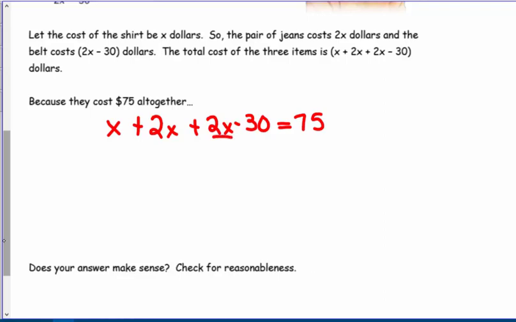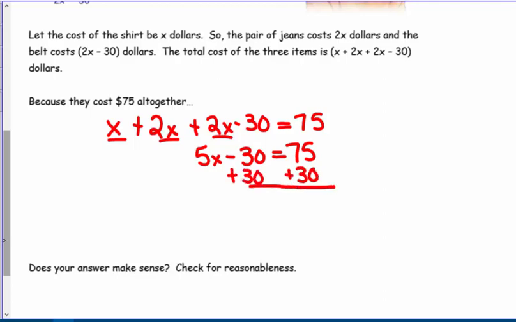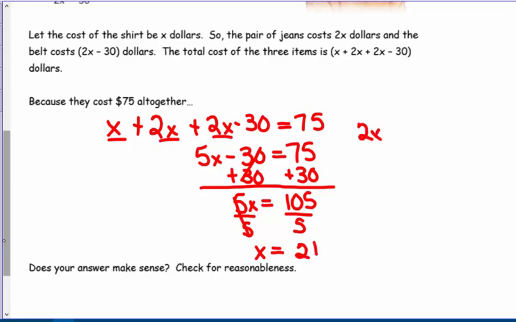Well, we've got like terms here, so we're going to put our like terms together, and we have 5x minus 30 equals 75, and then balancing our equation, we always add or subtract before we multiply or divide. We're using our inverse operations, and we get 5x is 105, and when we divide by 5 on both sides, canceling, we get x is 21, yes. But we have to answer what is 2x. 2x. So 2 times 21 would be 42.